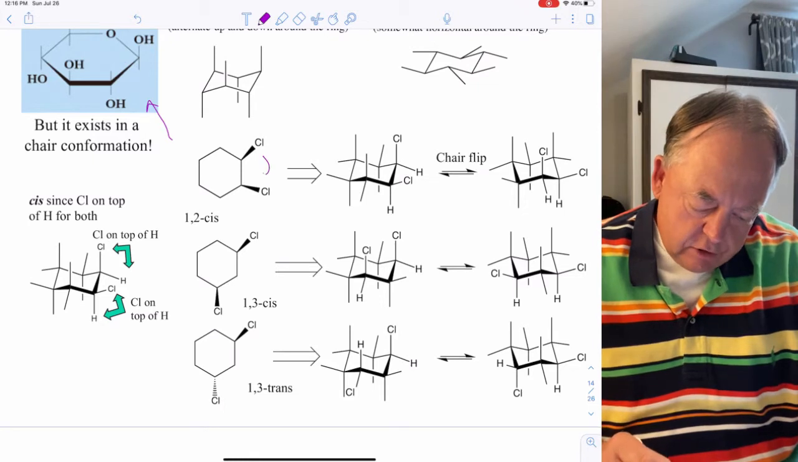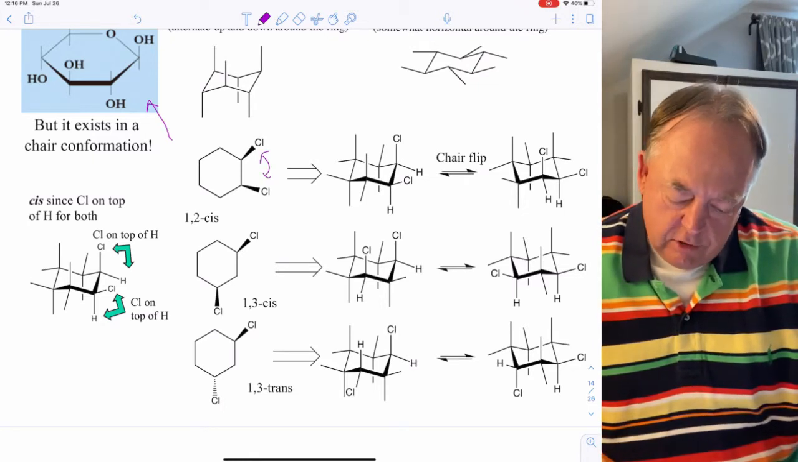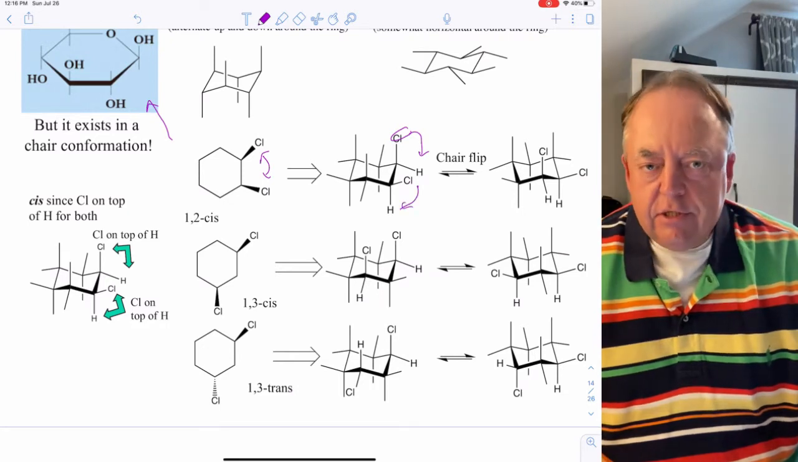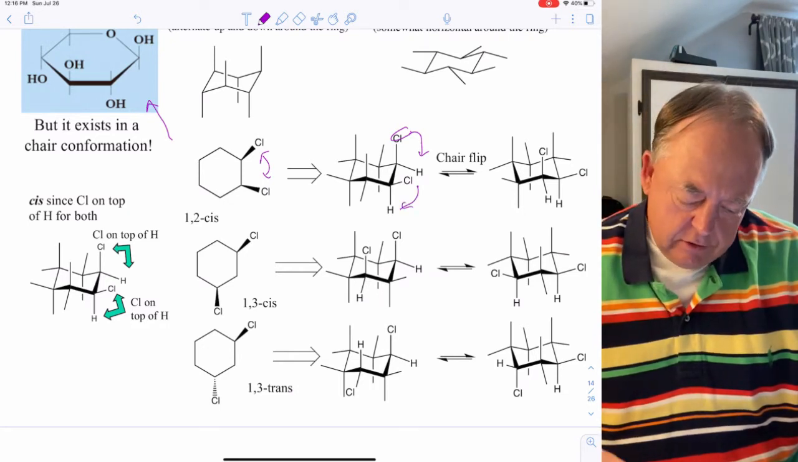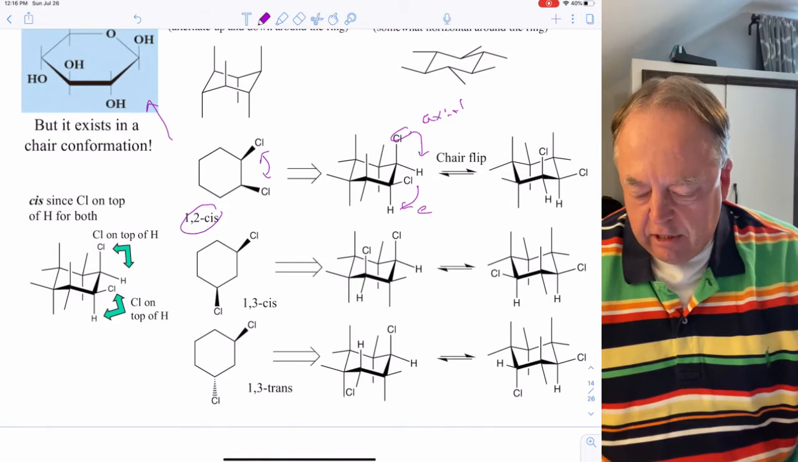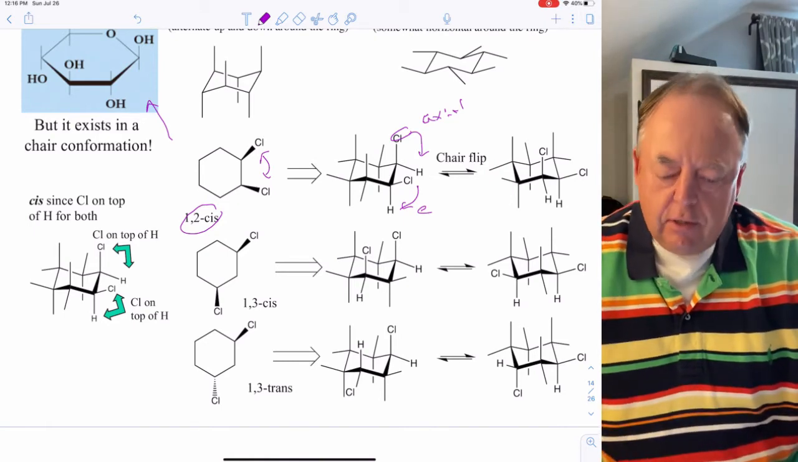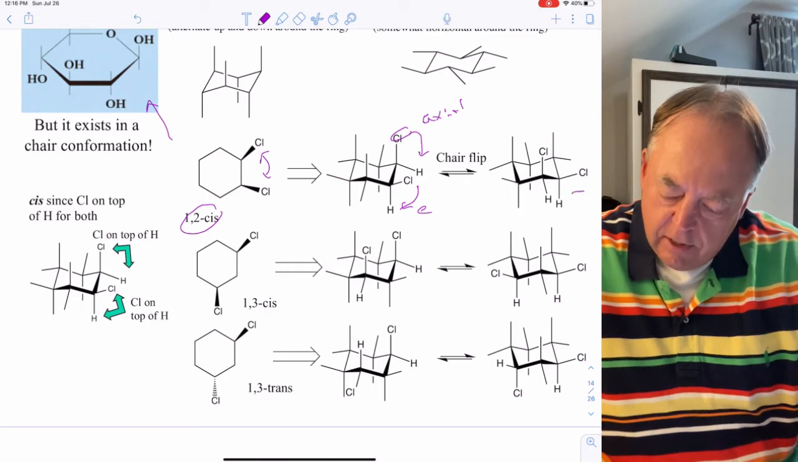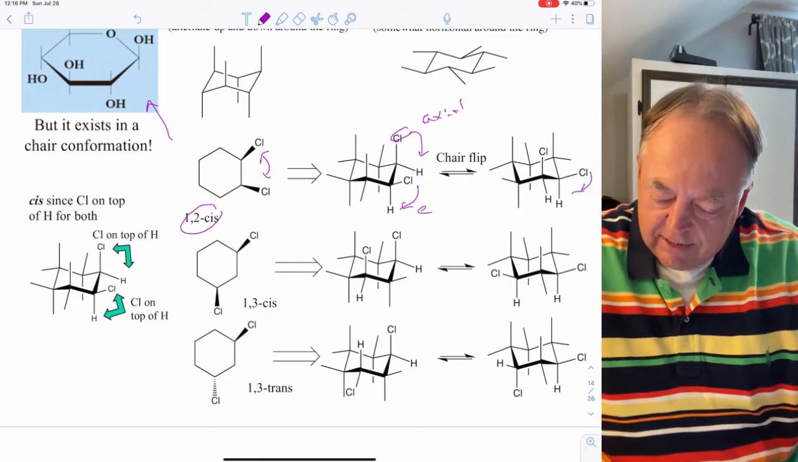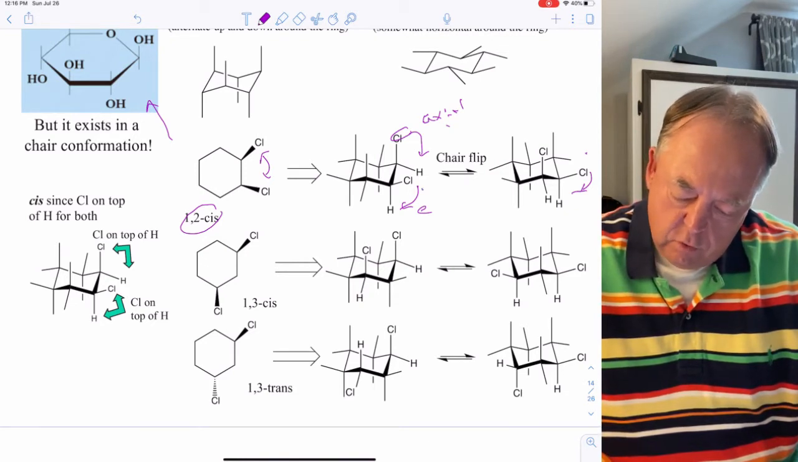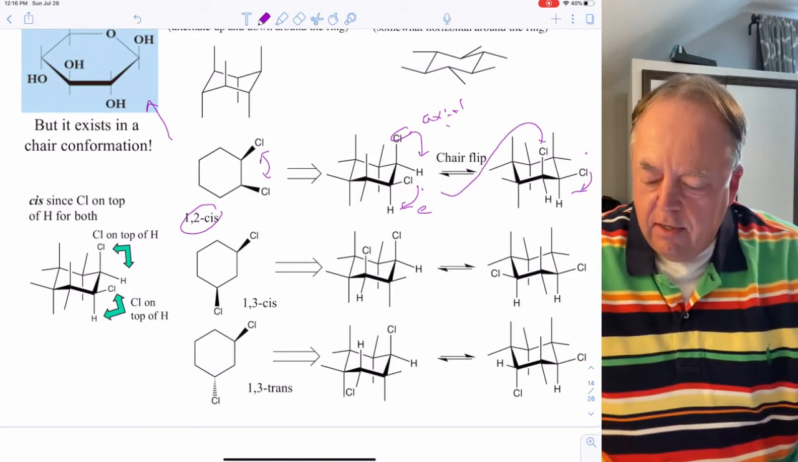So these two chlorines are cis, right? So if we put it into a chair, this chlorine's on top of hydrogen and this chlorine's on top of hydrogen, so that would be cis. So if you notice, it's 1,2 substituted, so this is axial and equatorial. And then if you did a chair flip, everything axial goes equatorial, everything equatorial goes axial, right? So this will be the chair flip, which is still cis, because that's equatorial now.